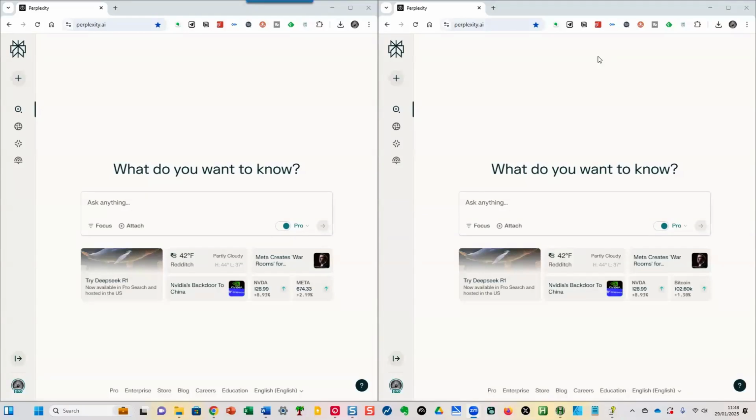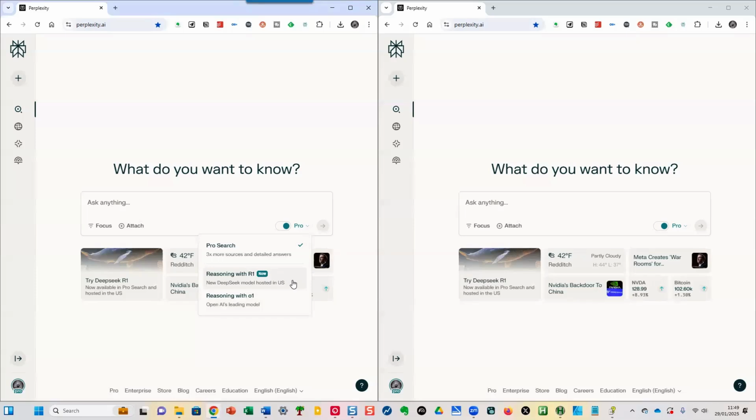So let me go ahead and share my screen and we'll see how we get on with a side-by-side comparison of using Perplexity with and without DeepSeek. Okay, so we've got split screen side by side. On the left-hand side, you can see the Pro version showing, and if you look at the drop-down next to it, we can use the Pro search, or we can select reasoning with O1 or reasoning with R1, which is the new DeepSeek model.